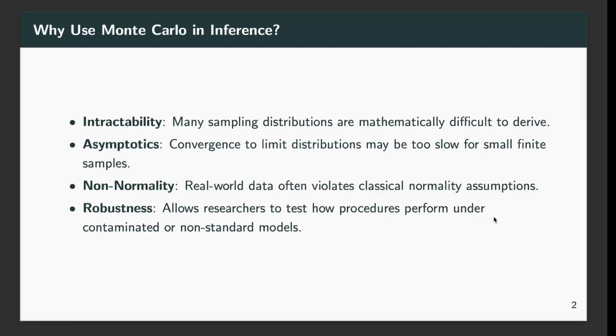For example, if you take data from financial returns or some biological measurements, these data often have heavy tails, they have skewness, or even some of the distributions are discrete. So Monte Carlo helps us to evaluate how a procedure performs under these realistic conditions.